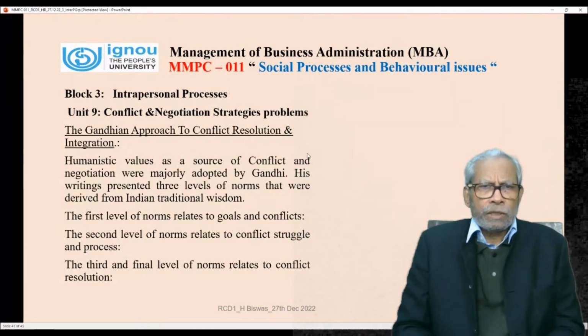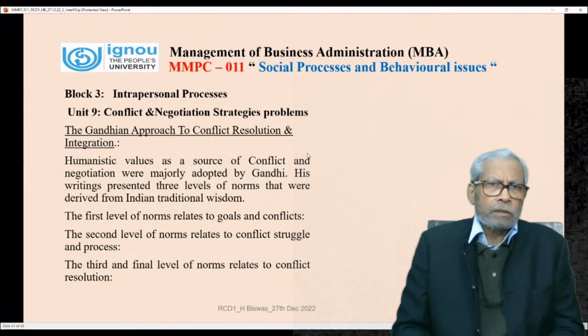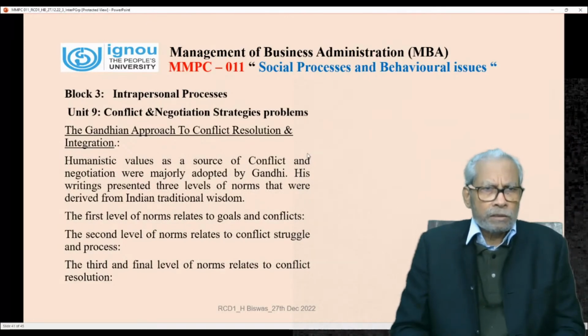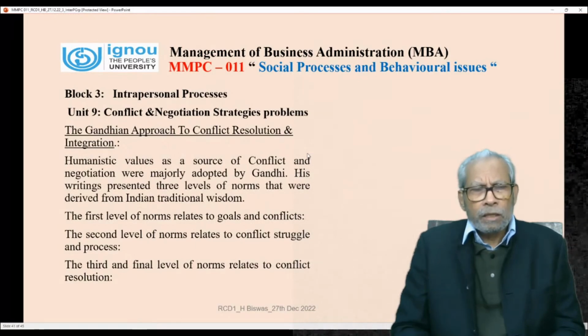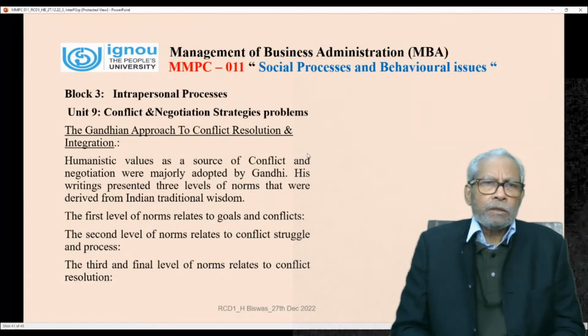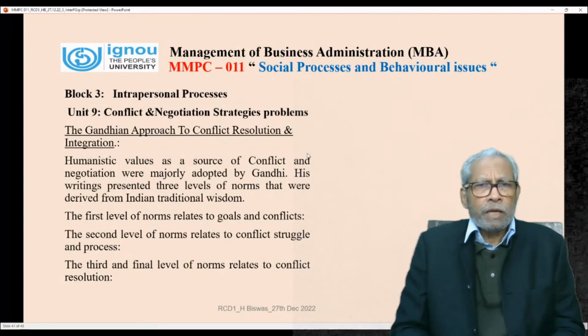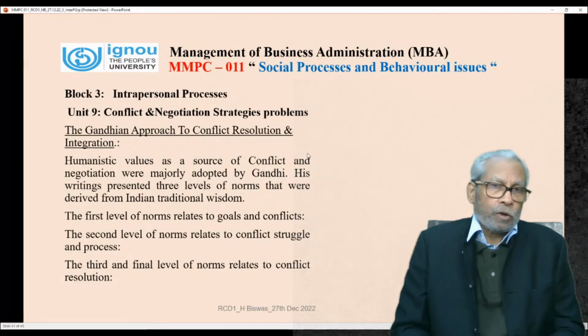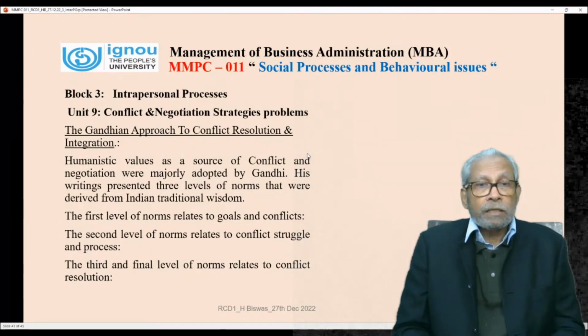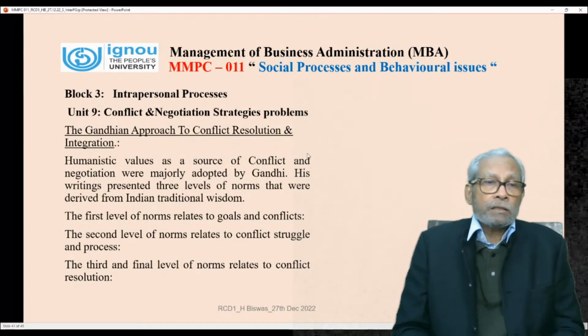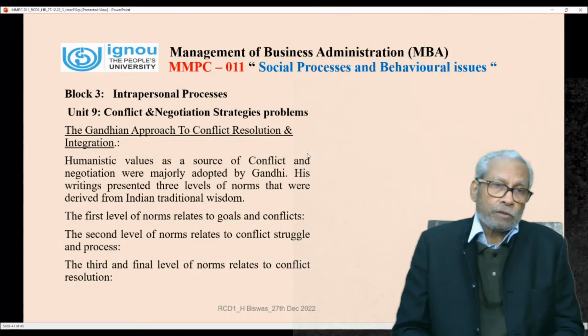Some Gandhian approaches are also there, on how to handle conflict relations after the integrations. As you know, Mahatma Gandhi always gave priority to humanistic values and human things. Peace is very important, so the conflict can be negotiated that way. The major adoption by Gandhi, in his writing, presented 3 levels of norms derived from Indian traditional wisdom. The first level of norms relates to the goal of the conflict. At the second level, you have to see the struggle and the process related to your conflict. And the third is the final level, related to conflict solutions. So there are 3 areas where traditional wisdom is shown.